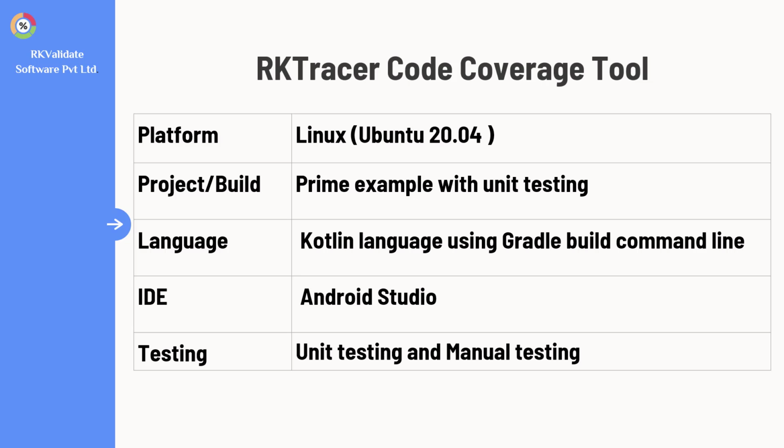In this video, we are going to learn how to generate code coverage using the ArchiTracer code coverage tool when we do unit testing and manual testing in the following environment: platform Linux, project prime example with unit test cases, Kotlin language using Gradle build command, and it's Android Studio IDE, unit testing and manual testing.